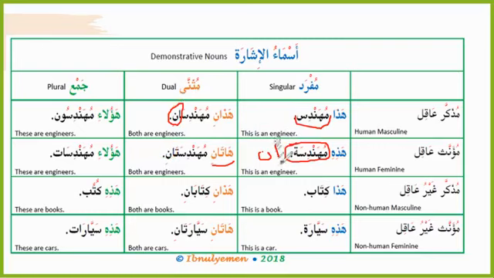Let's move on right there. هذا كتاب. This is a book. هذان كتابان. And this is غير عاقل. Anyways, this is not human, a non-thinking item. You could say it that way. It's هذه سيارة, هاتان سيارتان. This is in the dual.